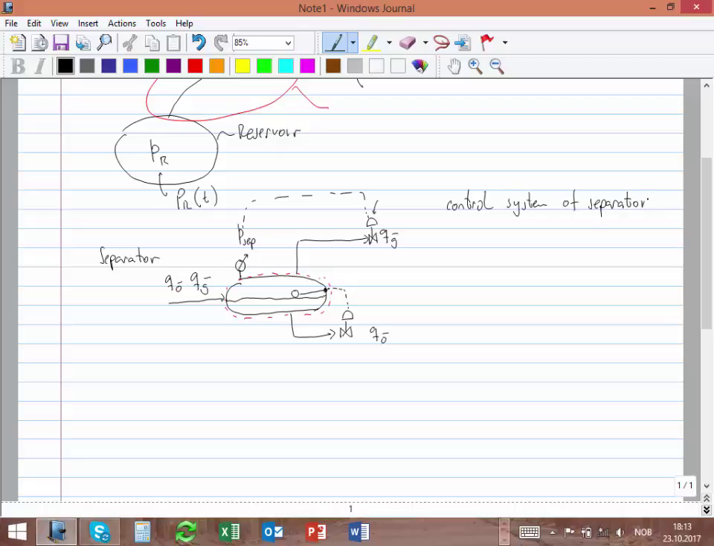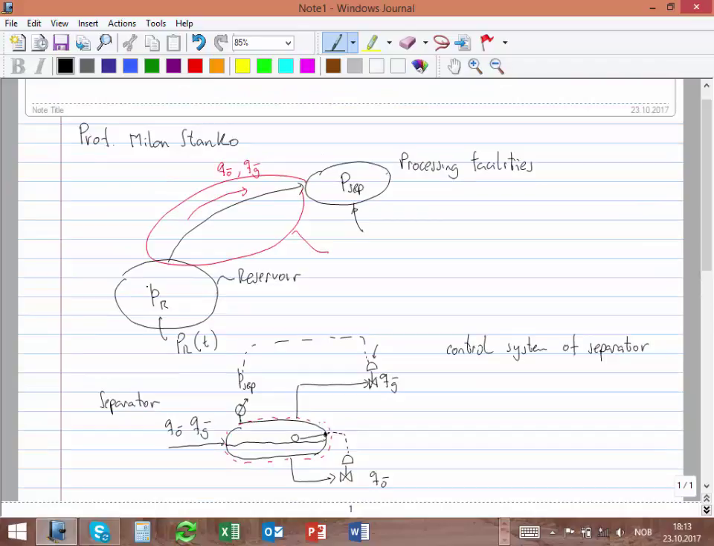Okay? And that's how we keep the pressure constant in the separator. And that's how we can say there is really flow between this, that the reservoir pressure is changing very, very slowly. So if you go at a certain point in time, you can see, oh, it's producing from a constant pressure at that particular point in time to another constant pressure downstream, which is the separator. And that's how the separator is keeping that pressure constant.